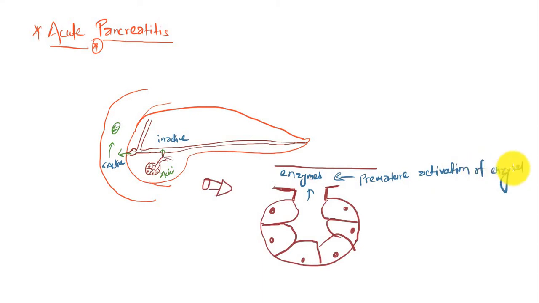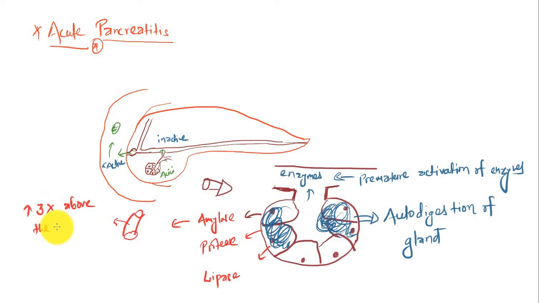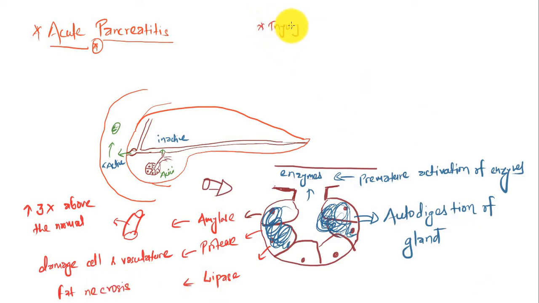Thus, in acute pancreatitis, there is premature activation of enzymes, which will result in autodigestion of the gland. The enzymes that undergo this premature activation are amylase, protease, and lipase. The amylase is increased threefold above the normal level in the blood. The protease damages the cell and vasculature, and lipase causes fat necrosis.